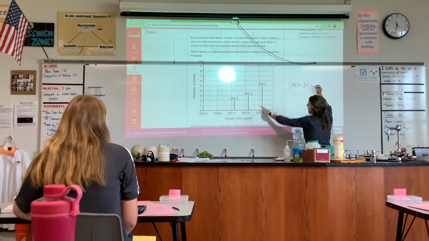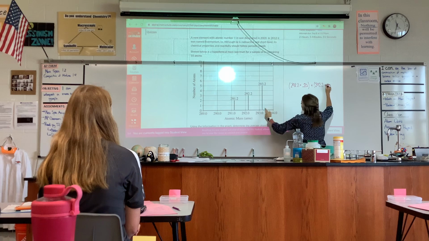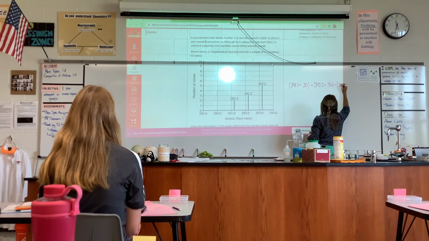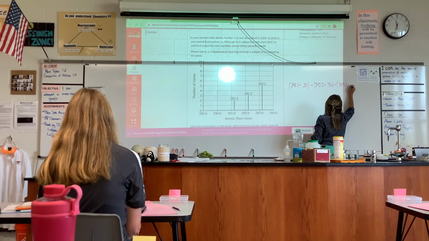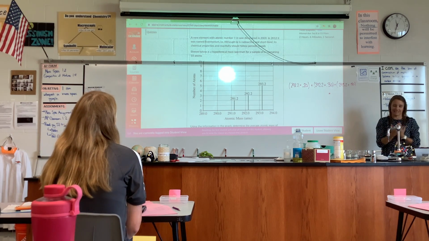And then I'm going to add the next isotope, 292.2 times by 30%, plus 293.2, and that's 50%. I plug that in, and I get an answer, and that's the right answer.